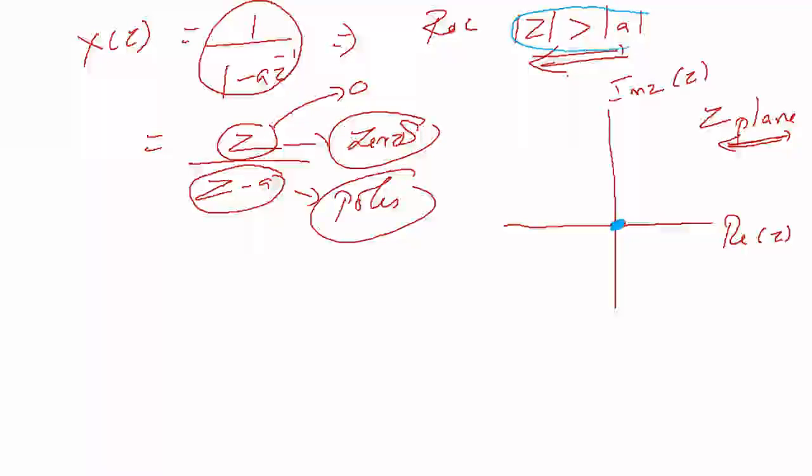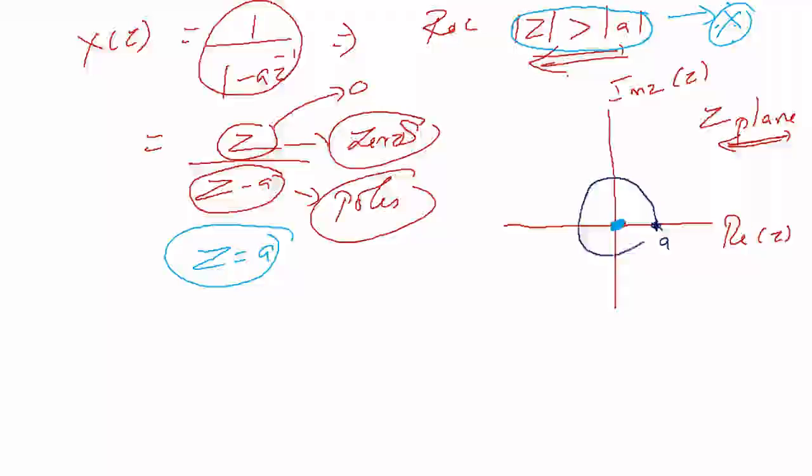Z is greater than or equal to A. This is the region of convergence condition. At the same time, what is the pole? Is it equal to A? So let me use some other color here. This one, A. So draw a circle. So what is the region of convergence? Let us mark it with some other color. So these are nothing but the region of convergence. Why? Because I have arrived at this equation.